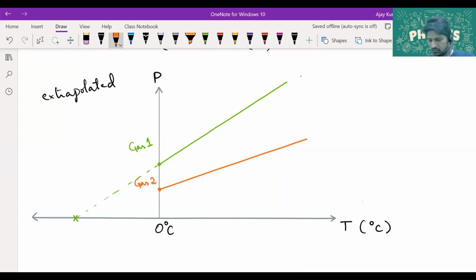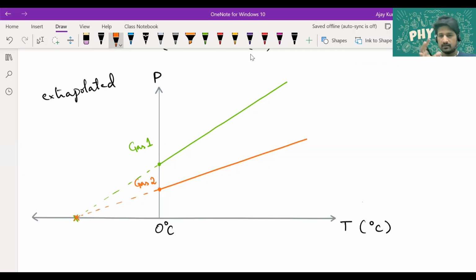Do the same for the next gas or a different amount of the gas. Extend it in the backward direction. They found that all the graphs were cutting the x-axis at the same point when extended in the backward direction.